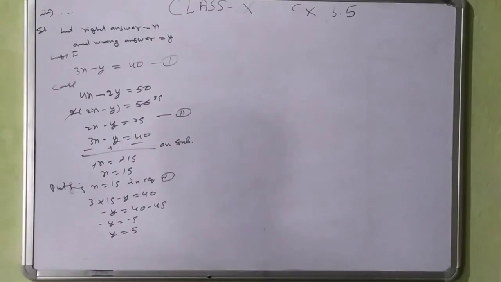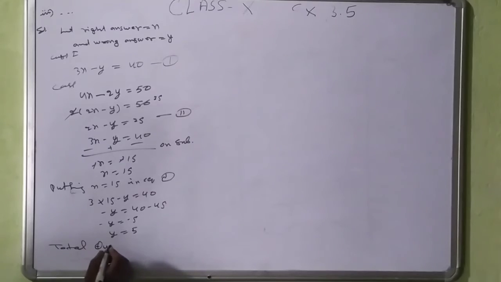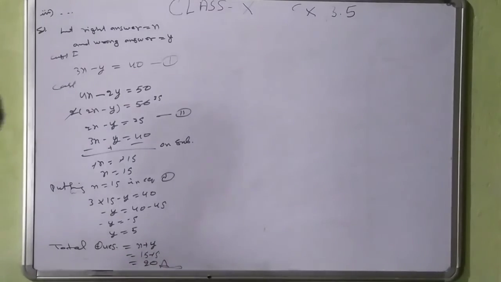So the total questions, which is short for x plus y, is 15 plus 5, which is equal to 20. This is the answer.